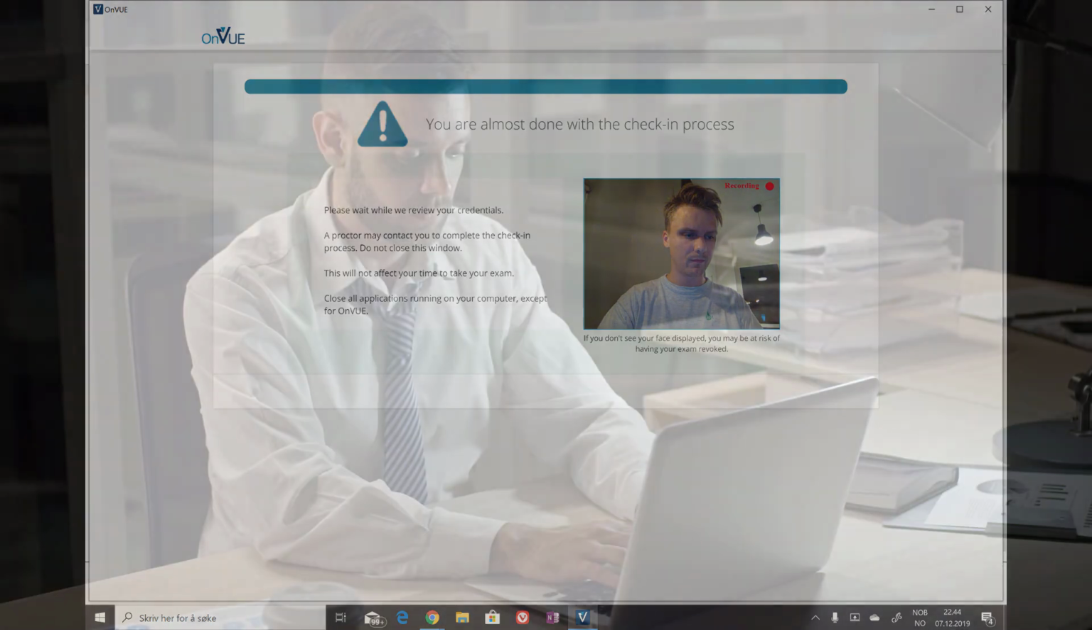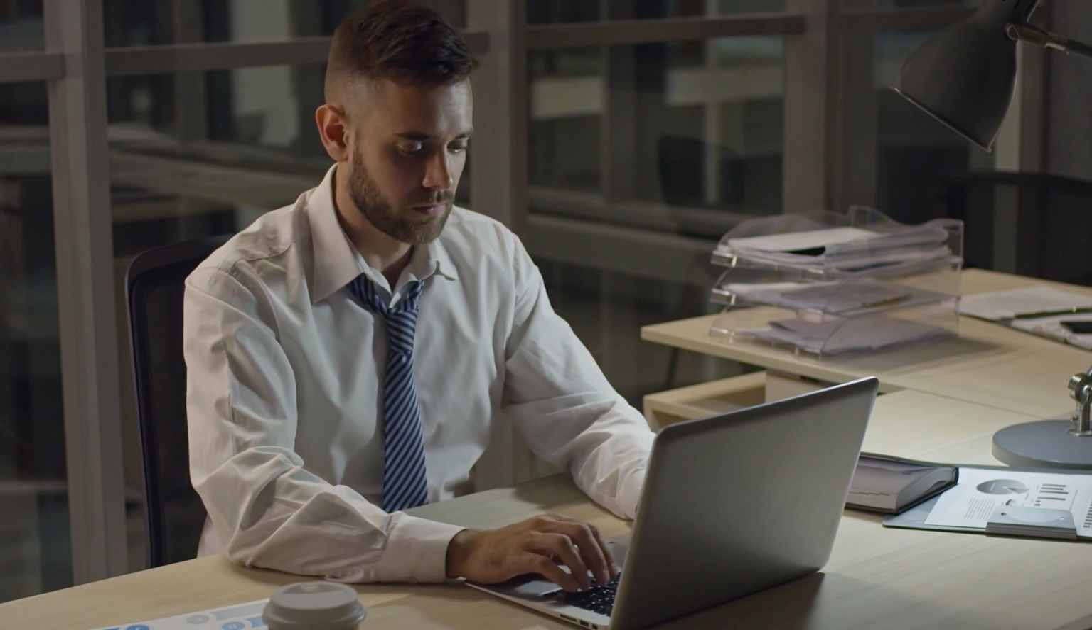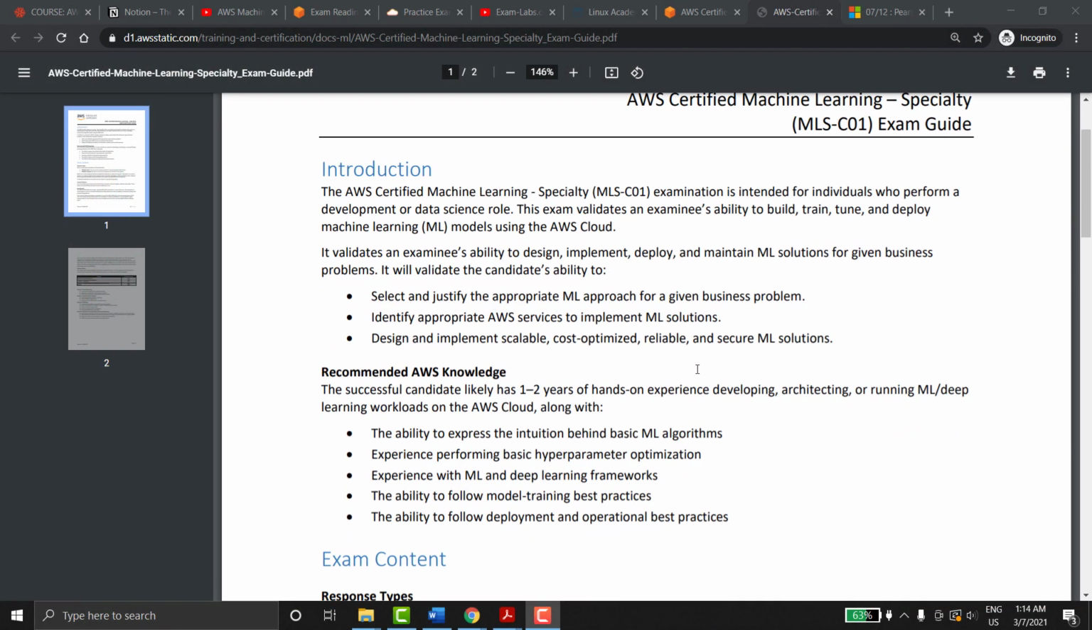During my exam, I slightly changed my arm pose, and the proctor immediately asked me to raise my hands up and show my wrists in front of the webcam to be sure that I'm not cheating. There were 65 questions in total.